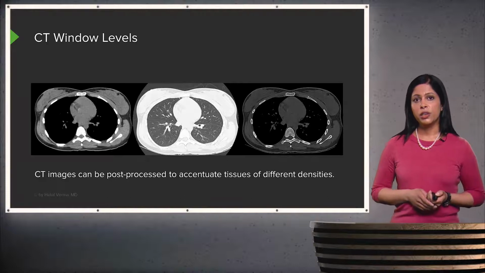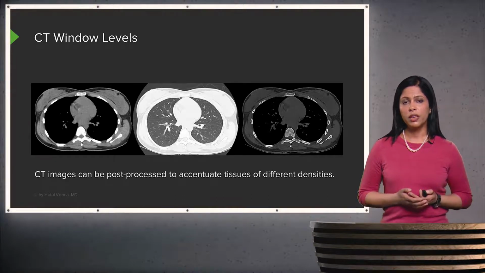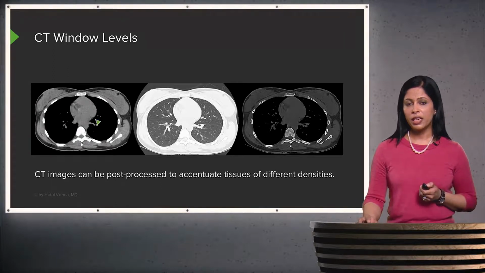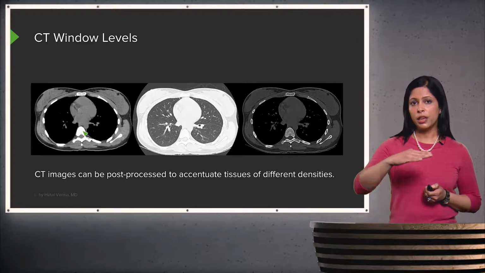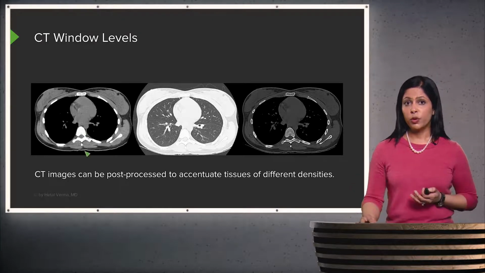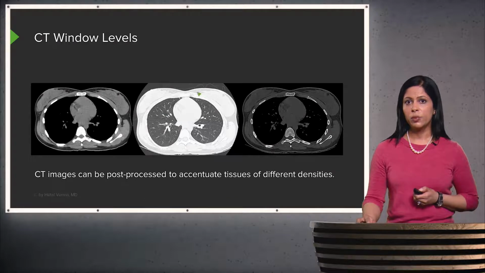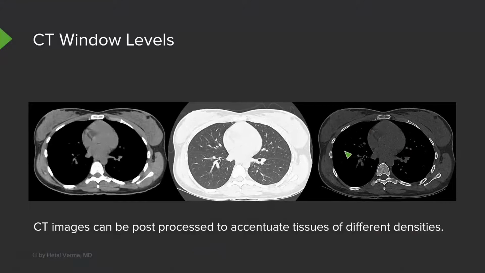CT scans can be evaluated using multiple different window levels. So CT scans are obtained in just one projection. So we have an axial image right here, which is a single slice cut through the body, and it's performed only in one set of windows. However, post-processing allows you to evaluate this in multiple other window levels. So we can see here, this is called a lung window because you can see the lungs very well. This one here is called a bone window because you can see the bones very well. And this is all done actually by the radiologist at their own workstation, so it involves no additional radiation to the patient.